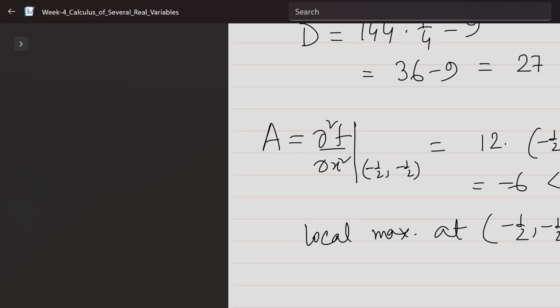Okay. So by the way, it has a local maximum here. Local, not global, because D is a function of x and y. So what is the value of the local maximum that we have to tell? So for the value of the local maximum, we have to put x equal to minus half, y equal to minus half, plus 3 into minus half plus.